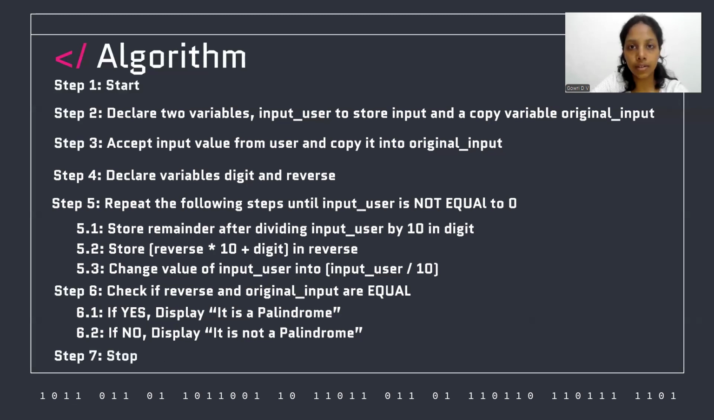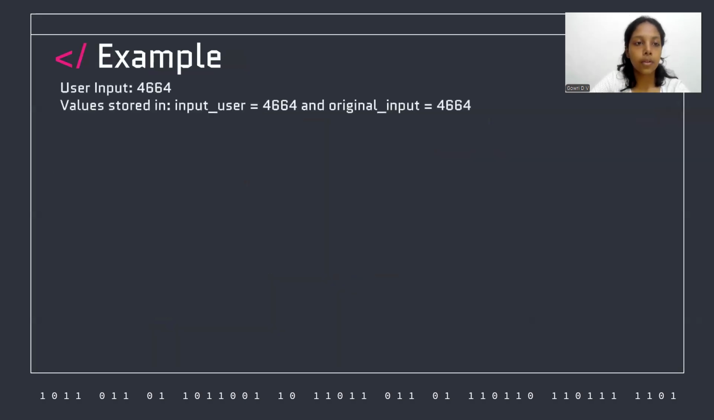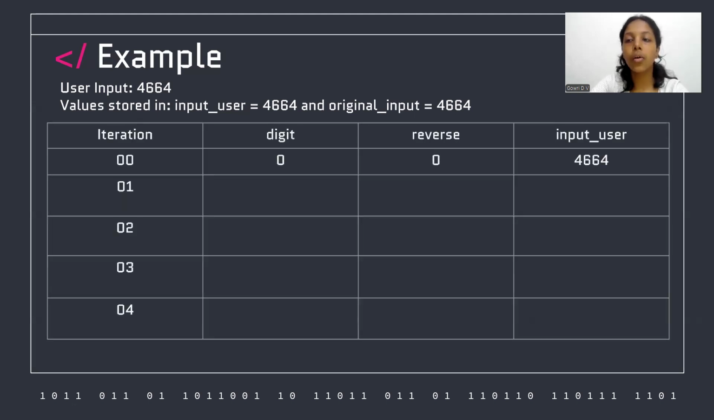Let's take up an example to understand the algorithm better. I have taken the example of the user input 4664. So we have accepted the value and stored it in the variable input_user and also copied it into original_input. The variables digit and reverse are also initialized. So we can move on to step 5, which was repeating 3 sub-steps to reverse the number and store in reverse. Repetition also means iteration or looping.